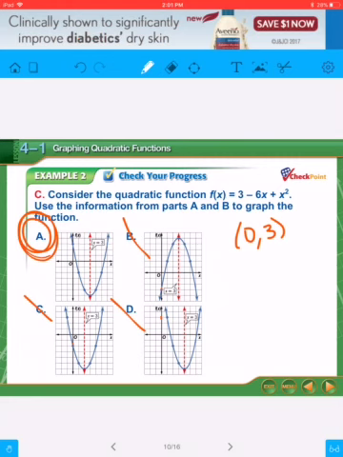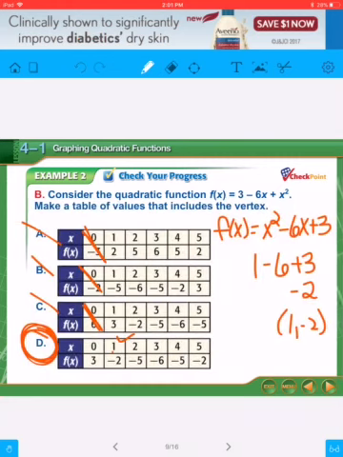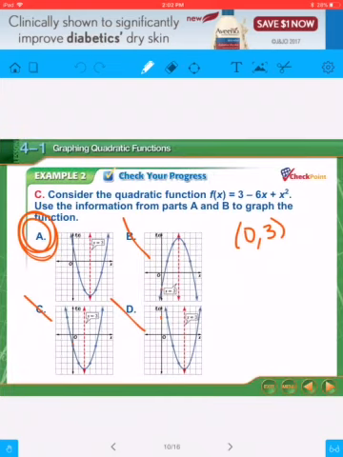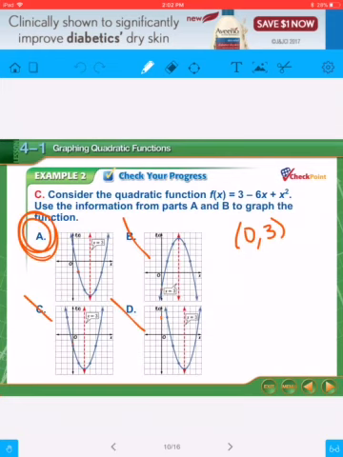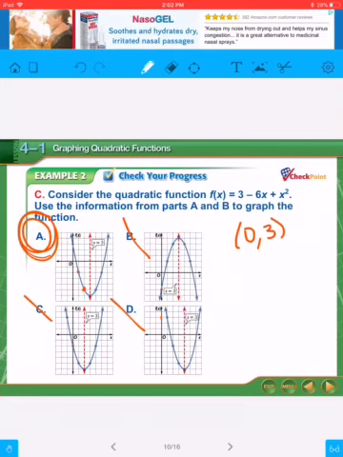But then we can confirm with a couple of our other points we found. Here we had one at (1, -2), and here's (1, -2) right there. We have another at (2, -5), and here's (2, -5) right there. Okay, so we can confirm all of our other points with this graph and it's correct.